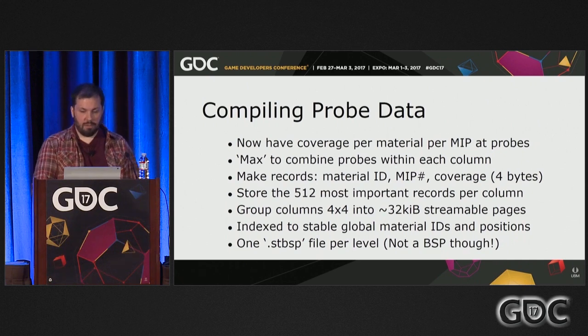From there, we can take all of the probes in that particular column, and we can max them to generate final data for the column, take the 512 most important records, and then put that in a file. We bundle those up so that you can page in a 4x4 group at once, and that's all indexed to stable IDs, and that goes into a file that sits alongside our level files.